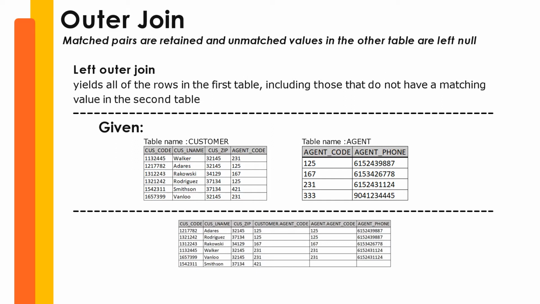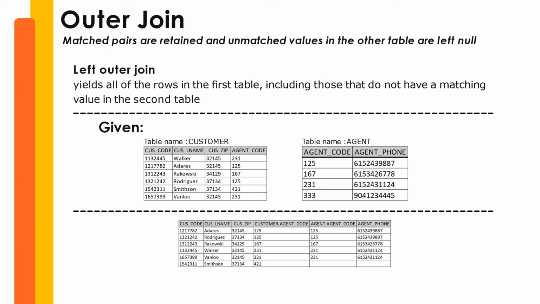Let's take a look at the customer and agent tables as an example. If we're going to do left outer join for the customer and agent tables, you will see that all of the records that you have on the left table are included in the results, even though they do not have a match in the right table. In this case, the agent code 421 doesn't have a match in the agent table, but it is still included in the results.